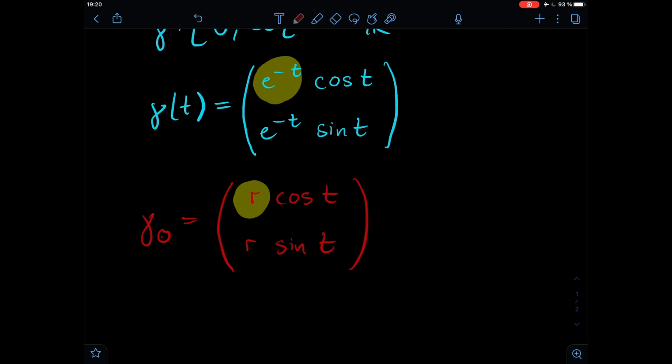So what we will have is that r of t is e to the power of minus t. And if we express the parameter t dependent on the radius r, which is decreasing, then we will get a logarithm. So we will have t will be the natural log of 1 divided by r. And this is why it's called a logarithmic spiral.